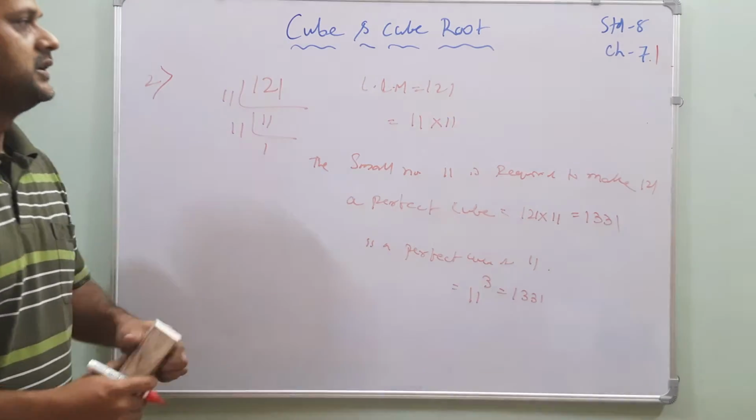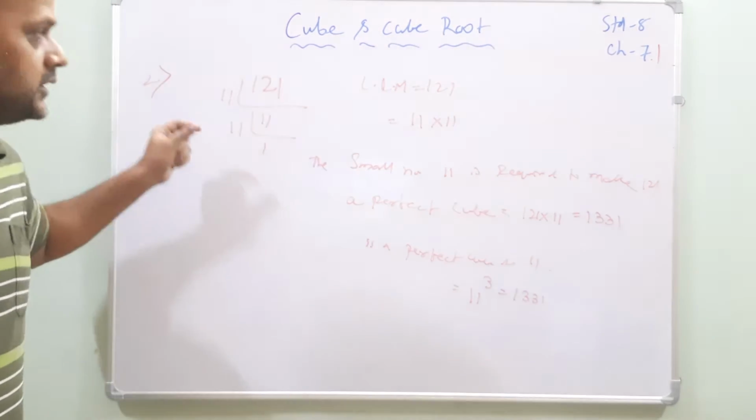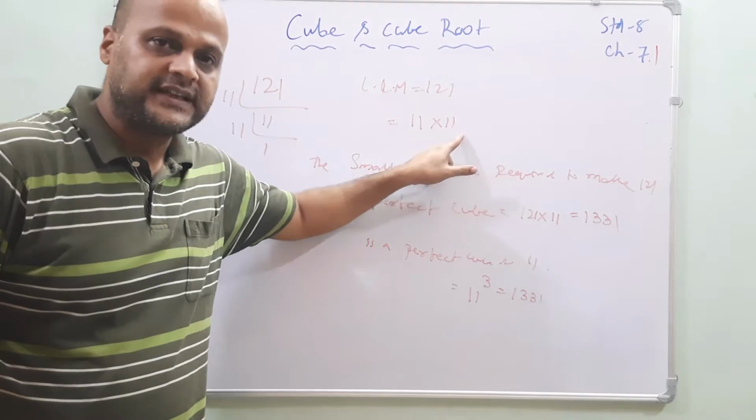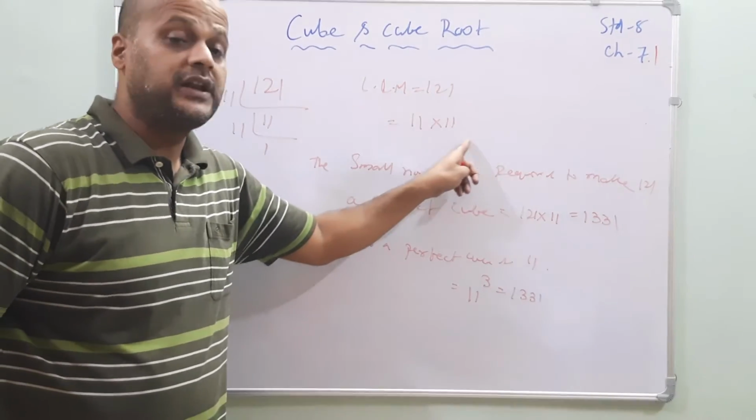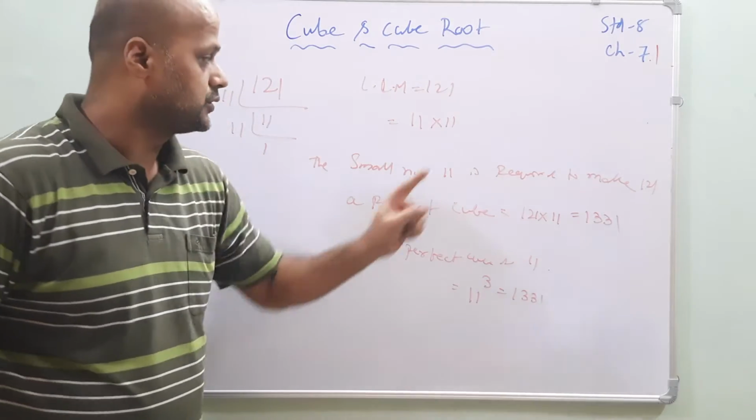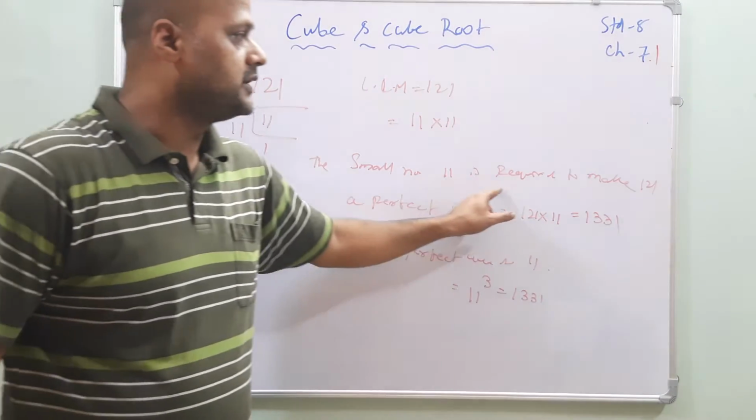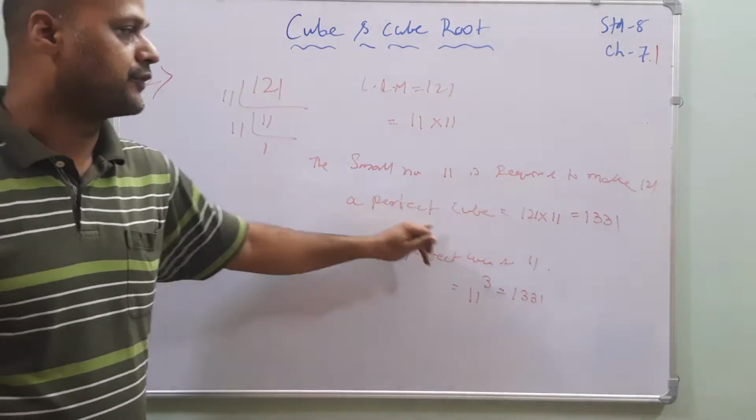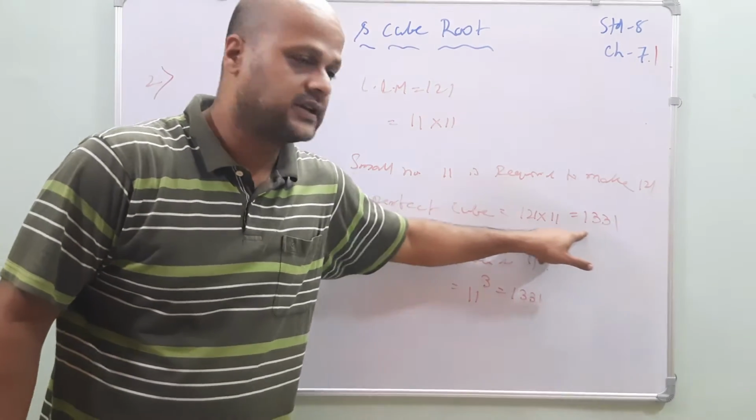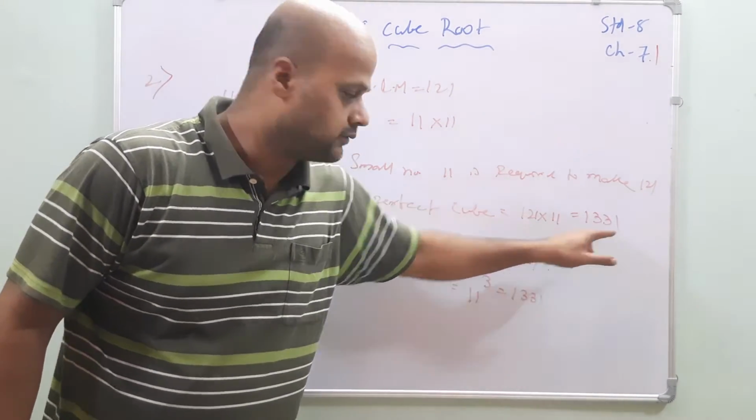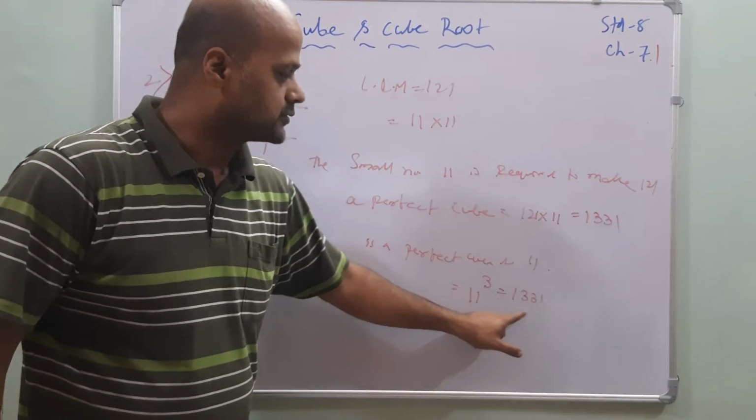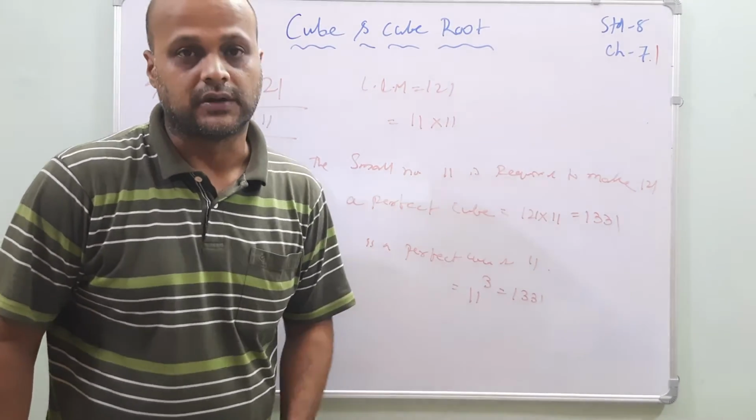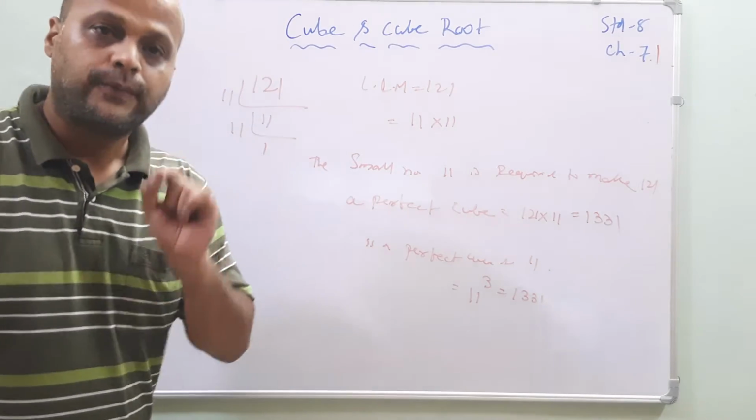This is the answer. First find out the LCM. Then which number is missing here? To make a group of three numbers, how many 11s are missing here? Only one. So you have to write that the smallest number 11 is required to make 121 a perfect cube. What is the result? 1331, which is a perfect cube of which number? 11. That is, 11 cube is equal to 1331. In this manner you have to find out.